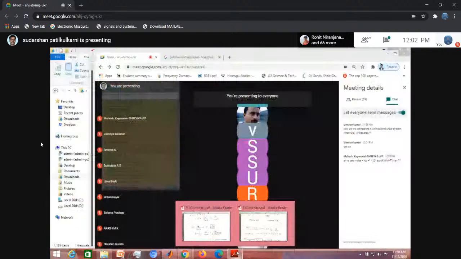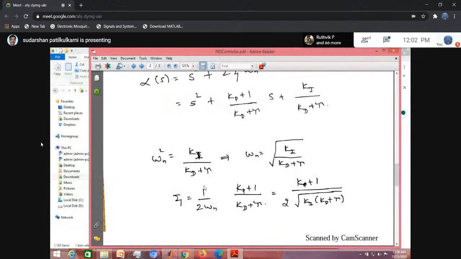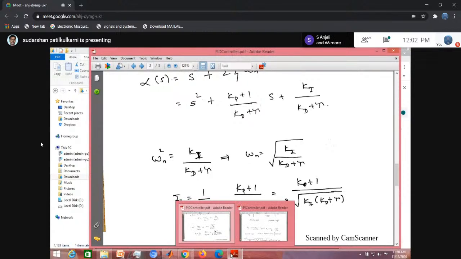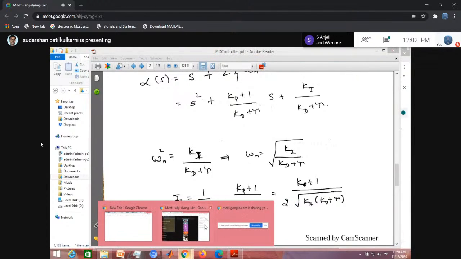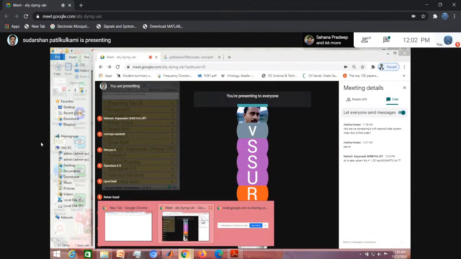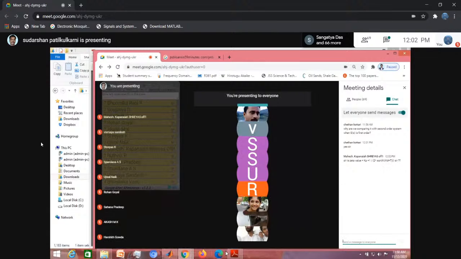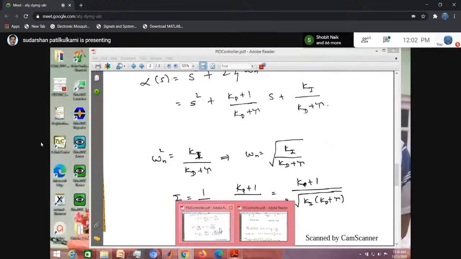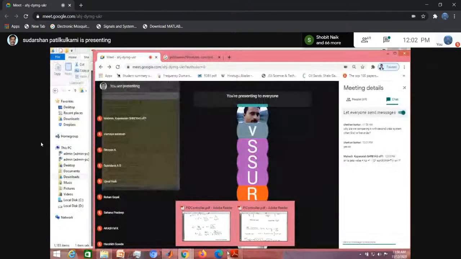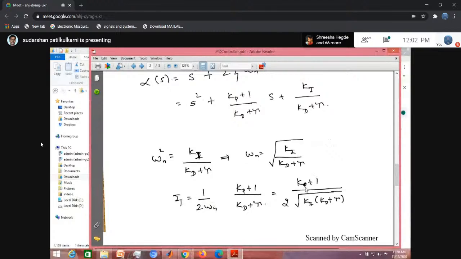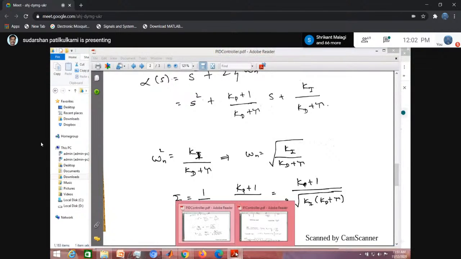Yeah, you can further simplify this: zeta equals Kp plus 1 divided by 2 root Ki into Kd plus tau. Correct, so that's what I have derived. You can also cross-check with our PI controller.